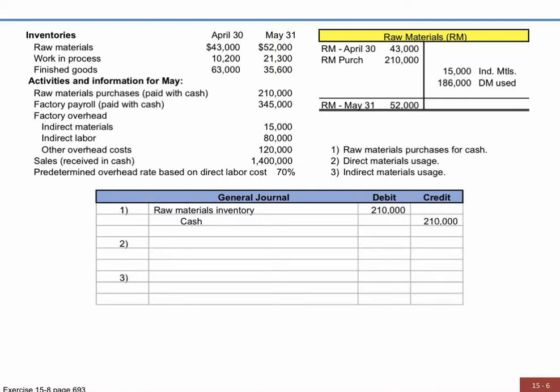So in our journal entry, we're going to want to debit work in process inventory. We've moved those raw materials from the raw materials bucket into where they're starting to get assembled into the product. So that'll be 186,000 debited to work in process, and then we're going to credit it out of the raw materials inventory. And then for indirect materials usage, we were kind of given it to start our T account, but we've got 15,000 that was pulled out as indirect materials. So we're going to debit that to overhead by the 15,000, and then we're going to credit it out of raw materials inventory as well.